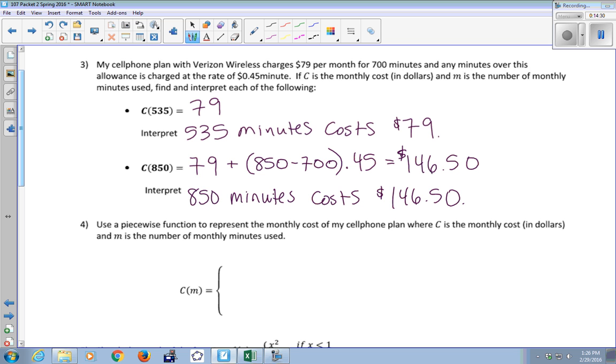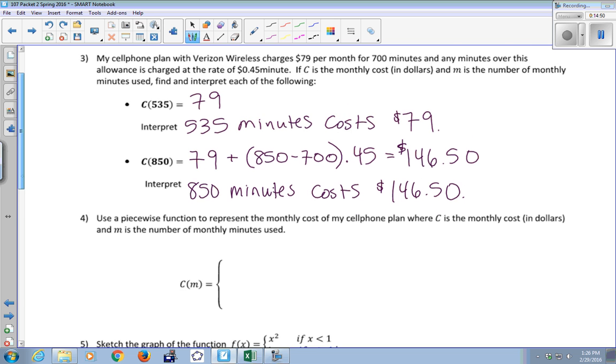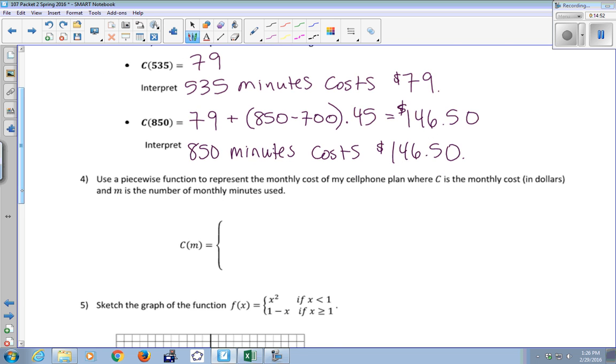All right, so I'd like to use a piecewise function to represent the cost of a cell phone plan, because there are 2 different situations, right? You get charged a certain amount if you are 700 minutes or less. You get charged a different amount if you're over 700 minutes. So I have 2 different formulas that apply to figuring out the cost of my cell phone plan. So the easiest formula is that it's going to cost me $79, right? So I'm going to put a 79 here.